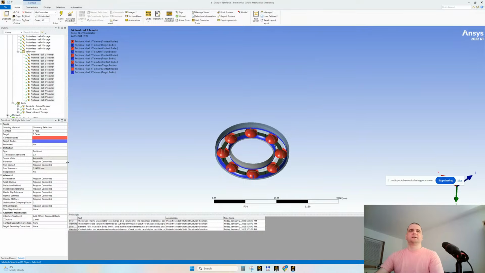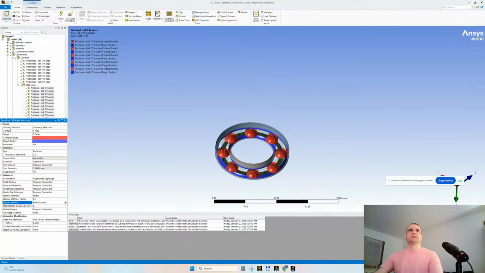Let's switch from default. Let's go here to asymmetric formulation, augmented Lagrange. Normal stiffness factor 0.1, update stiffness each iteration. Let's run it like this and see what happens.